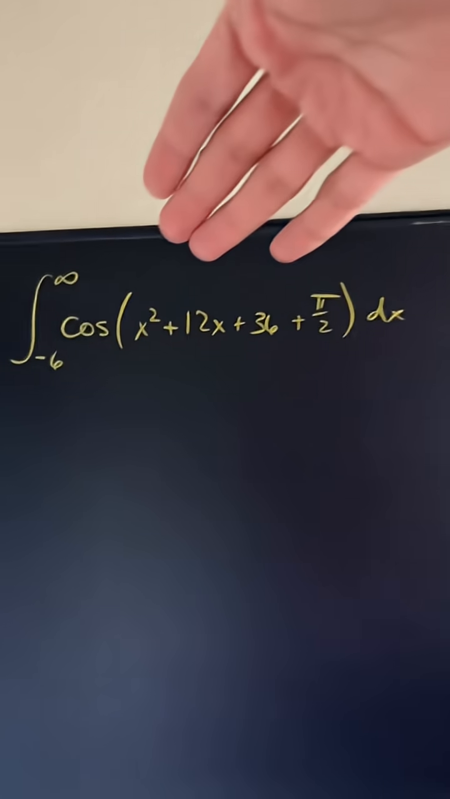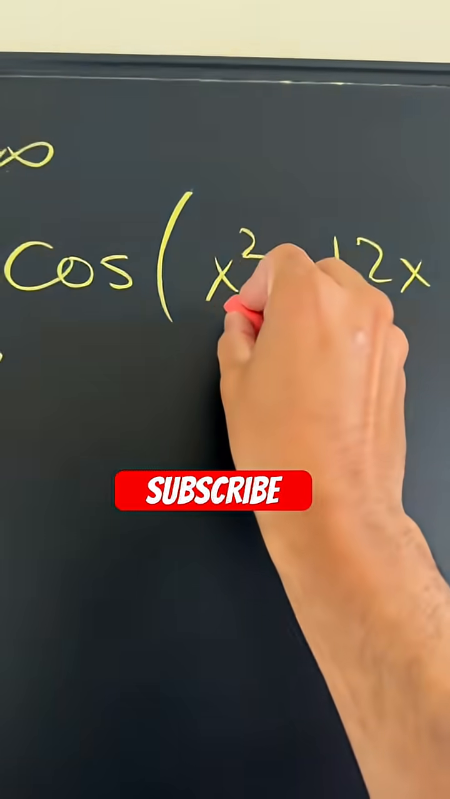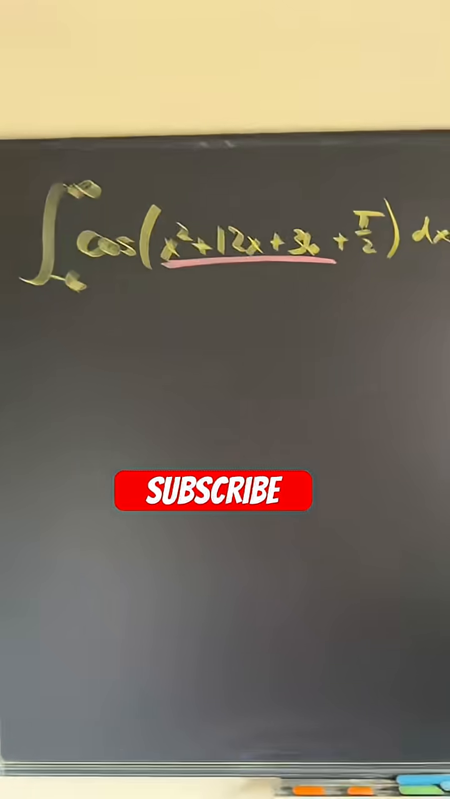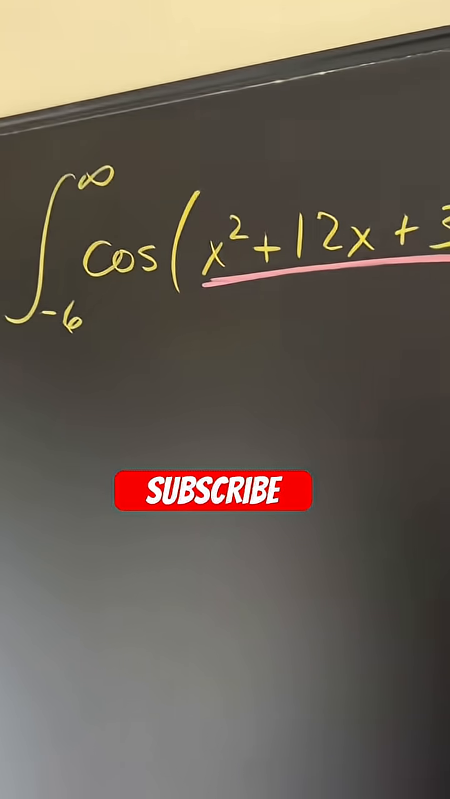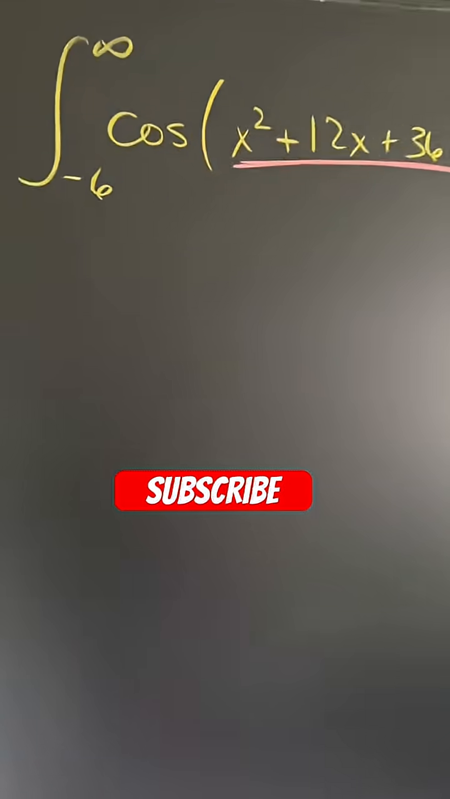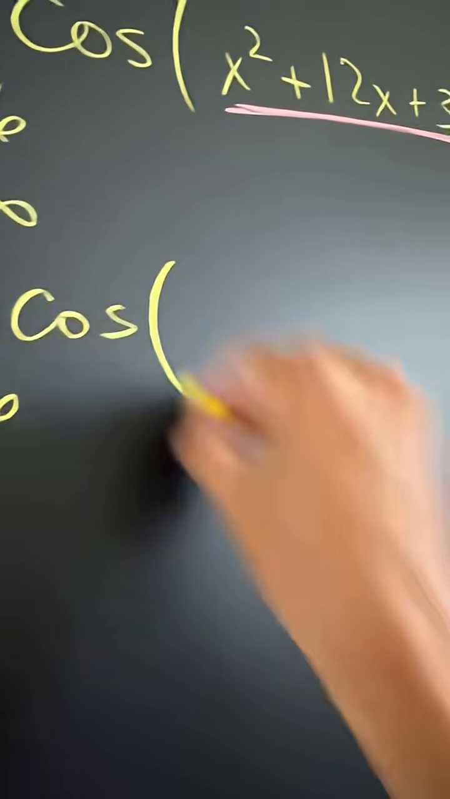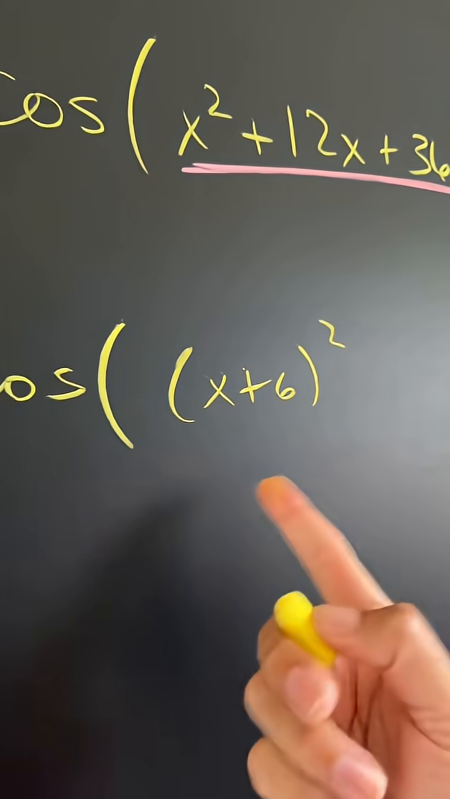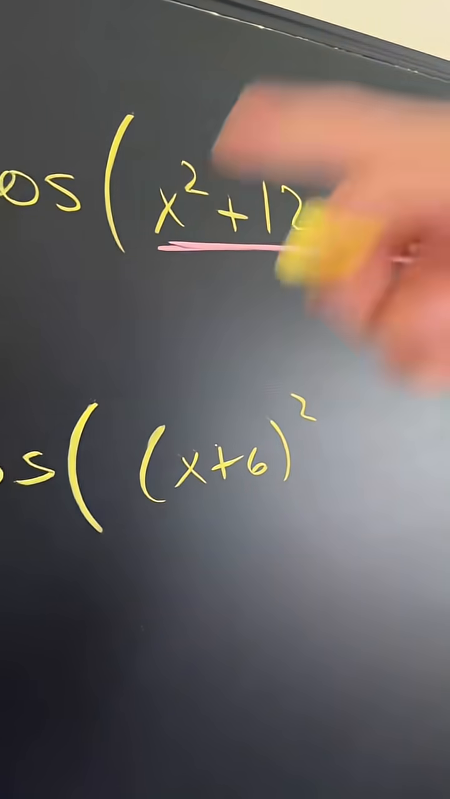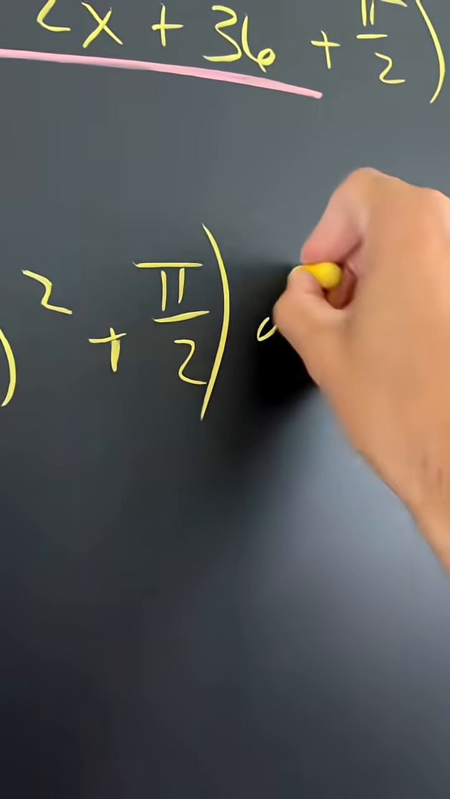Well, I see this x squared plus 12x plus 36, so I'm really thinking that I can possibly just complete the square on this one. In fact, I could just factor this out. It is a perfect square. So if we start rewriting this, we have the integral from -6 to infinity of cosine, and this is going to become (x plus 6) squared. Just do the foiling there. If I were to FOIL this out, I would get x squared plus 12x plus 36, and then we still have that plus pi over 2.